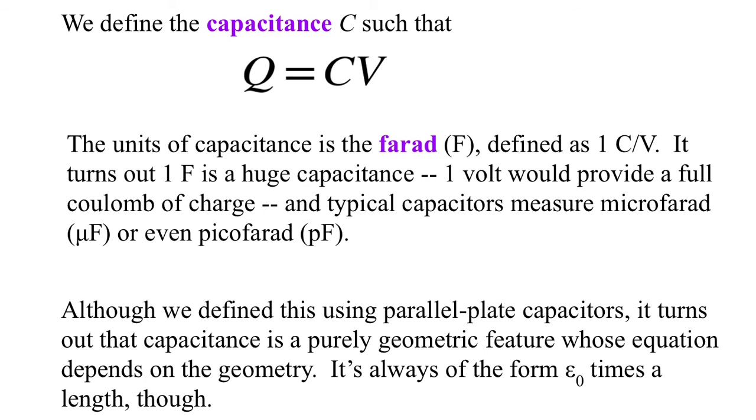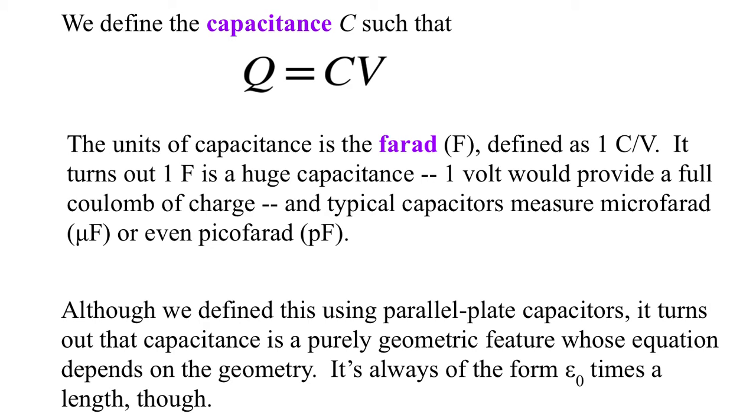We then define the capacitance C such that the charge is the capacitance times the voltage. The idea of capacitance is what is the capacity of this parallel plate capacitor to hold charge? How much charge can it hold as we apply different voltages to it? And if it has a large capacity, it means that the voltage produces a lot of charge that resides on the capacitor. If the capacitance is low, then only a little bit of charge for a given voltage.